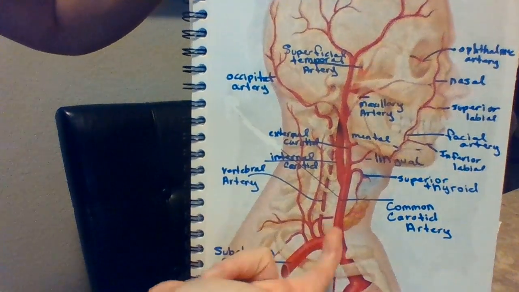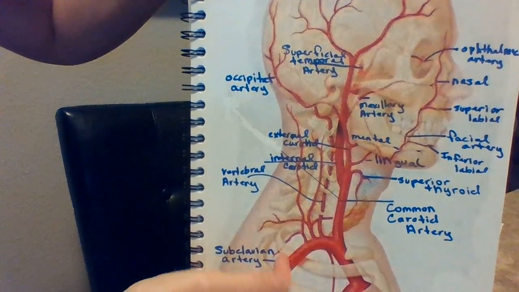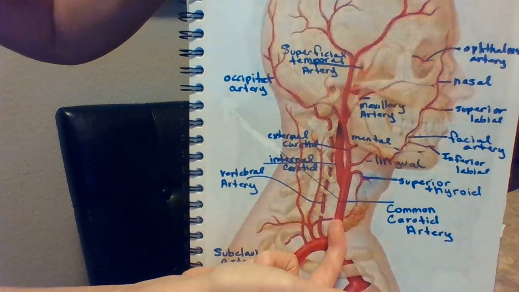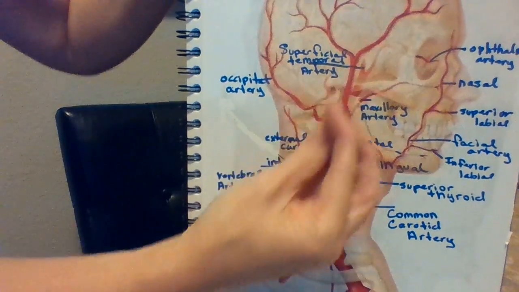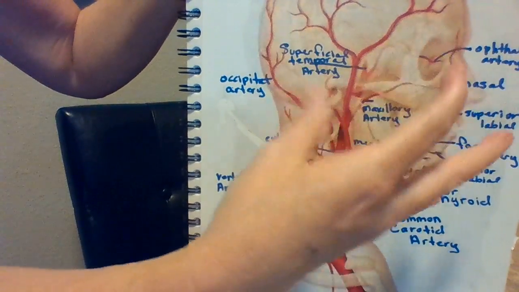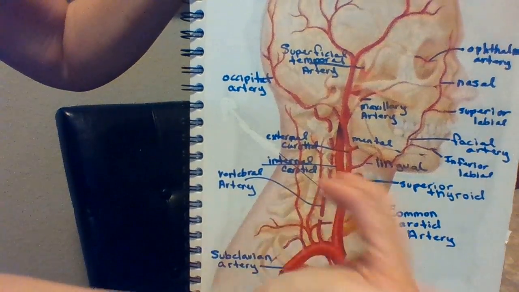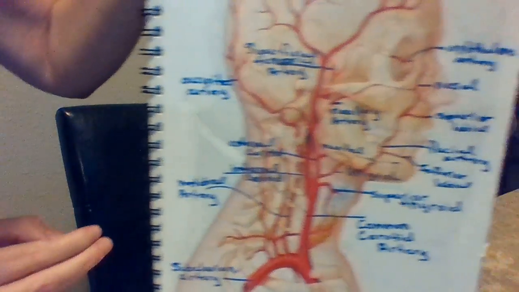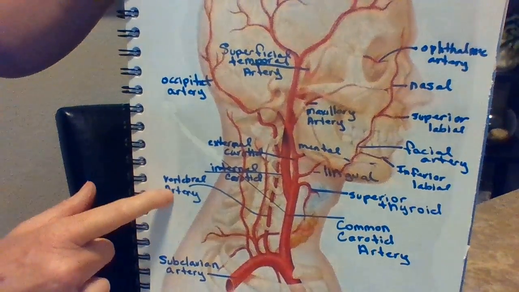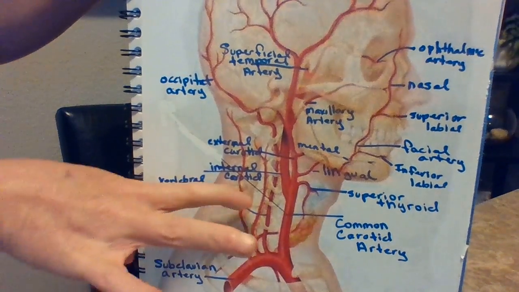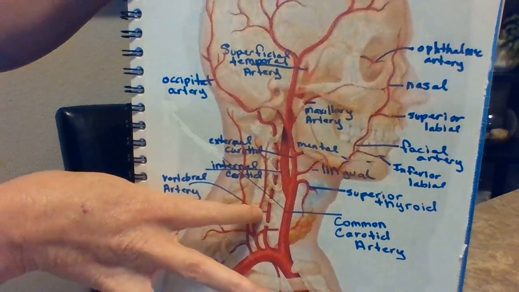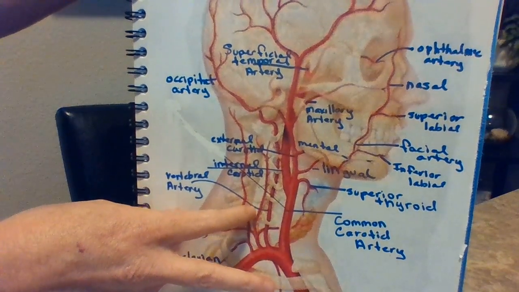So your subclavian artery is over here, and then we have your common carotid artery over here, and that's going to be the thick one, and that's going to be taking everything pretty much into the cranial part of it, and then of course we have the branches that go off. We have the vertebral one, and that's going to be deep right over here.